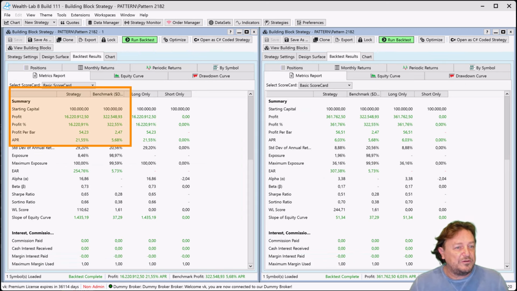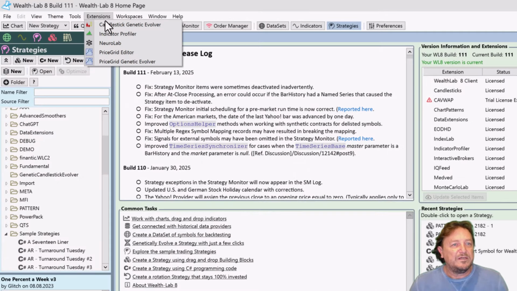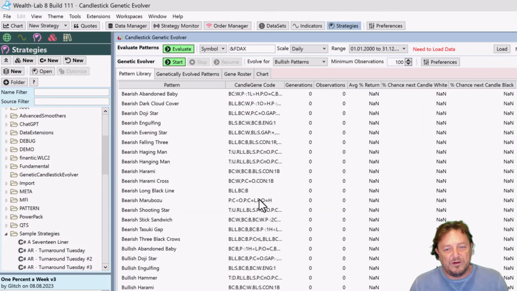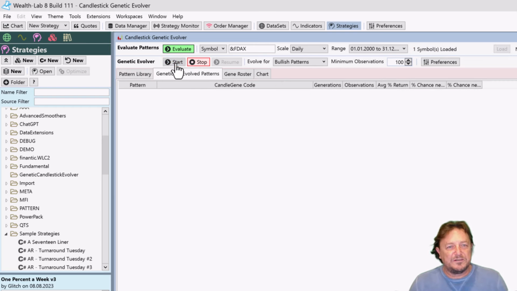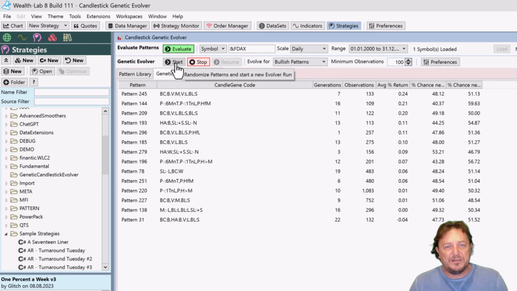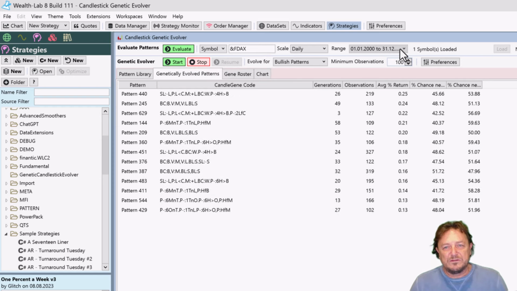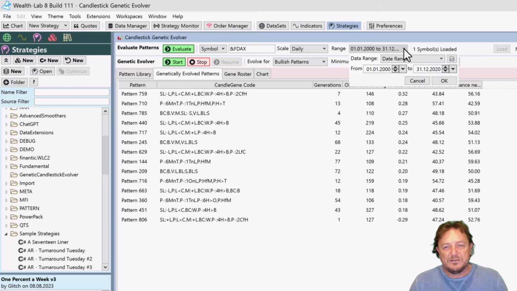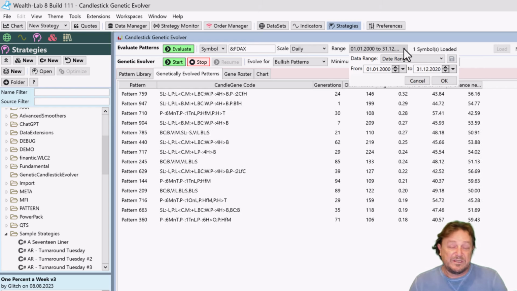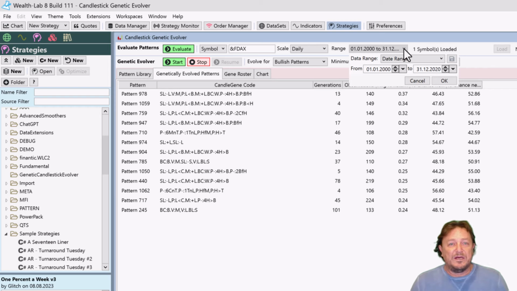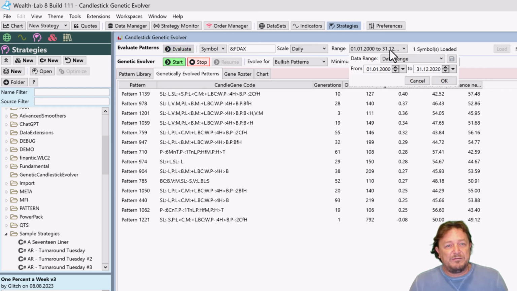Today, I want to show you a strategy that was developed by the Candlestick Genetic Evolver. And this is the Candlestick Genetic Evolver in action. I trained it on the DAX future daily from 2000 to 2020. So we have a couple of years, the first 2 years and the last 4 or 5 years out of sample. And I'm going to stop it now.